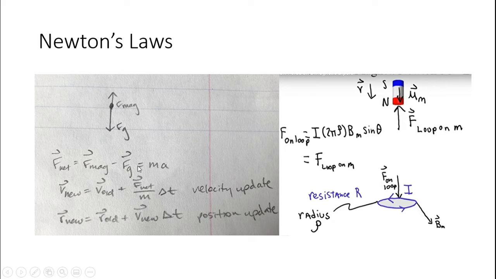Finally, we can use the velocity and position update formulas from Newton's second law to find the magnet's new velocity and position, and that completes all the natural phenomena for one time step. Our model will iteratively repeat this calculation as our magnet starts from rest and falls through the aluminum foil.